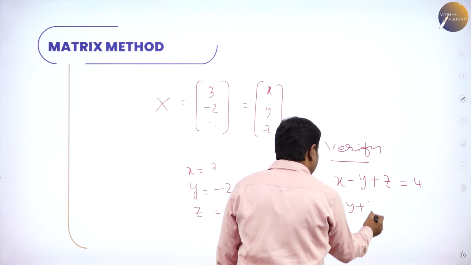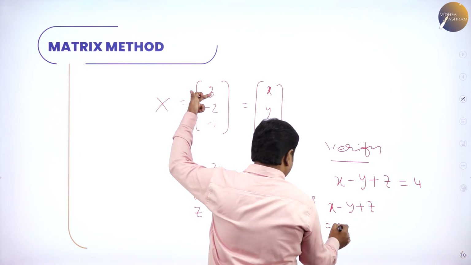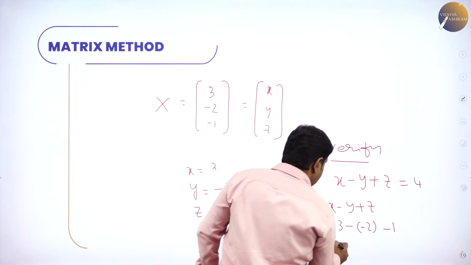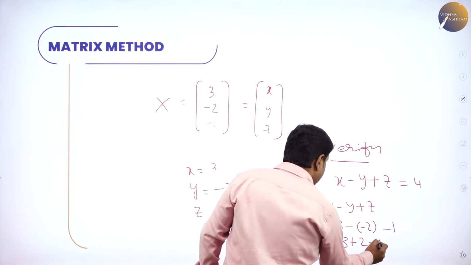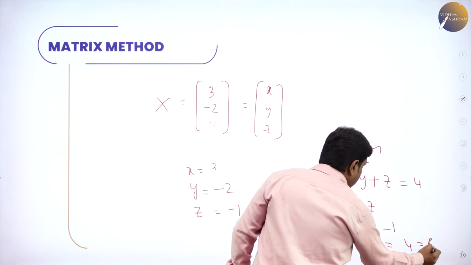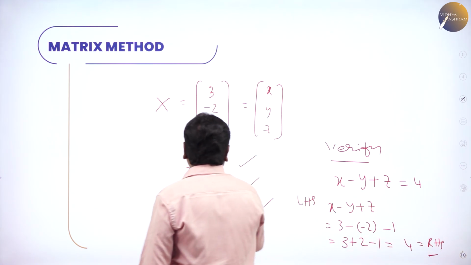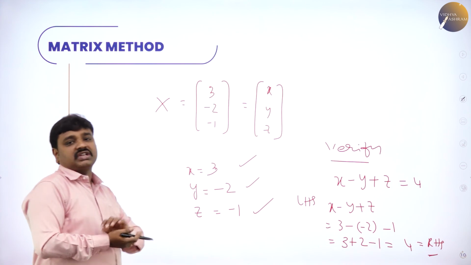x minus y plus z. Now what is x you got? 3, minus y, which is minus 2, plus z, which is minus 1. So 3 plus 2 minus 1, that is 4. You got the RHS. So therefore your values of x, y, z are correct. What are the x, y, z values? 3, minus 2, minus 1.